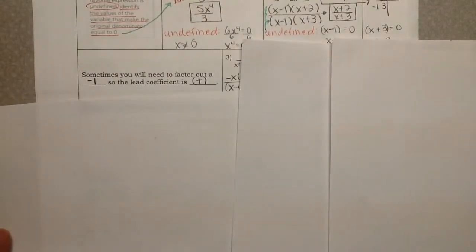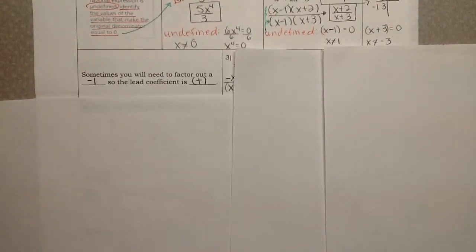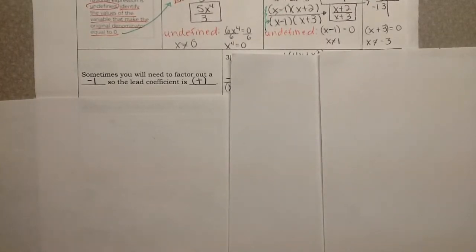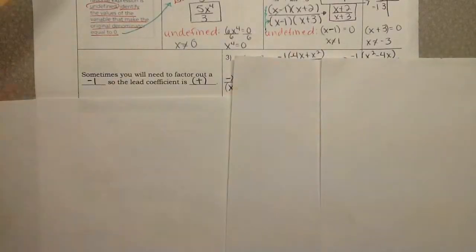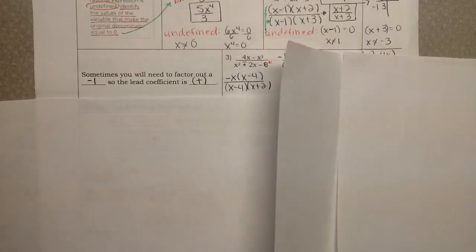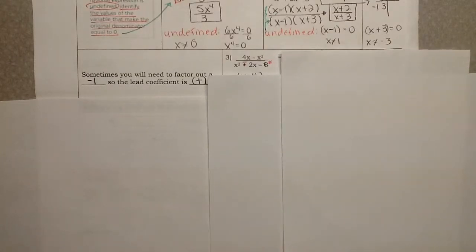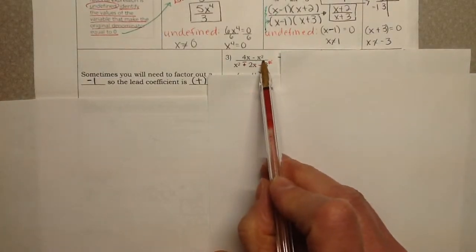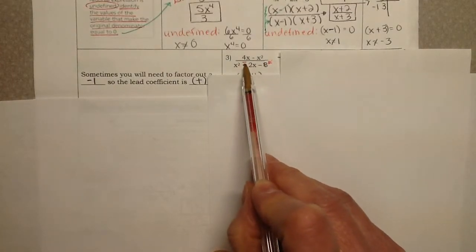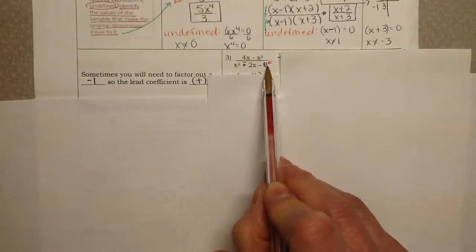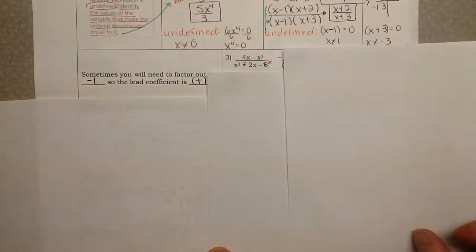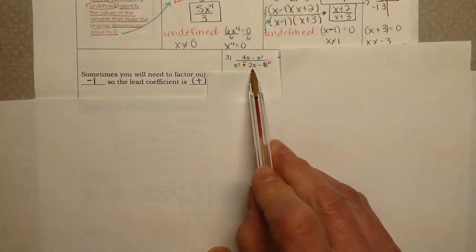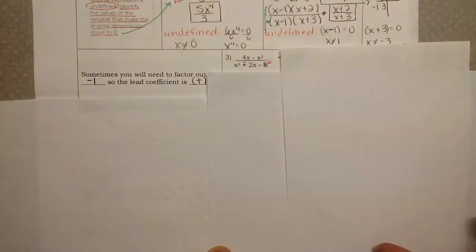Okay, sometimes you are going to need to factor out a -1 so the lead coefficient is positive. Always try to make your lead coefficient positive. It makes the factoring much, much easier. So the example that I gave you here is going to need to be changed just a little bit. We have a negative x squared in the numerator, but I'm going to change this to an x squared minus 2x and then a minus 8. It's just going to be a better problem to show you as an example. So change this to an x squared minus 2x and then minus 8.